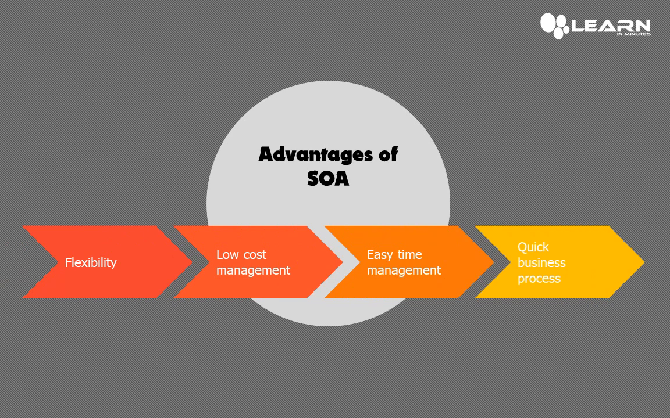Another important advantage is quick business process. You need not get so much stress in the business process. All the things will be done directly using the service-oriented architecture. So these are the advantages which make service-oriented architecture implemented in most of the enterprise systems.